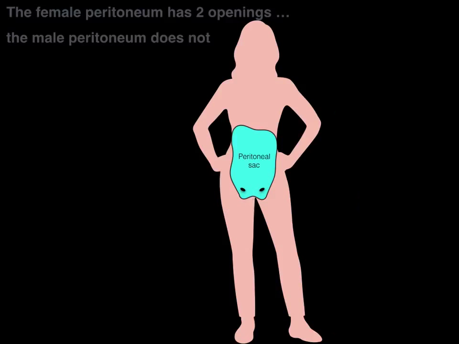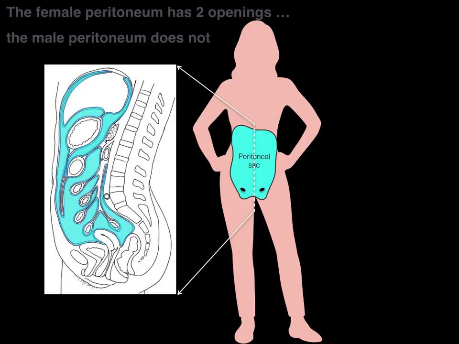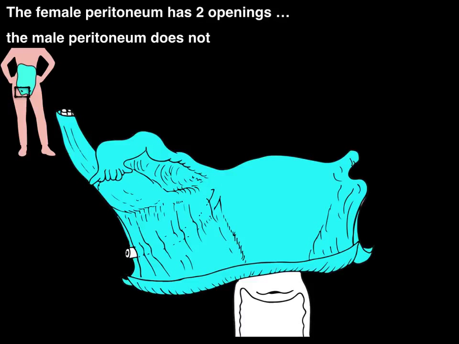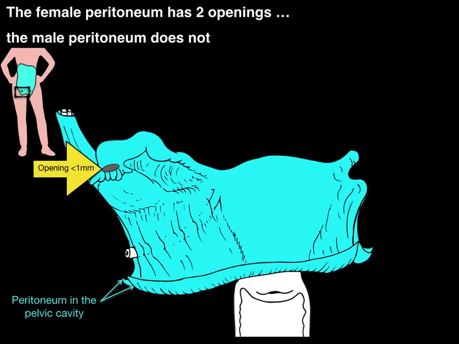And so if we take a sagittal section of that and blow it up, if we look on the lateral pelvic wall, there is one of those openings. One opening on this side because it's sagittal, the other opening would be on the other side. And so if we now take this little section and blow it up, this is what it's going to look like. And we have this peritoneum lining the top of the pelvic cavity. And then there's that opening. It's very small. It's less than 1 millimeter in diameter.